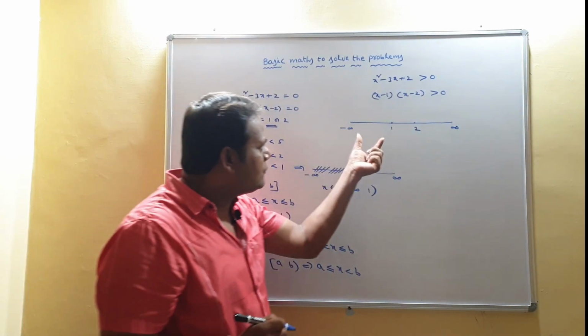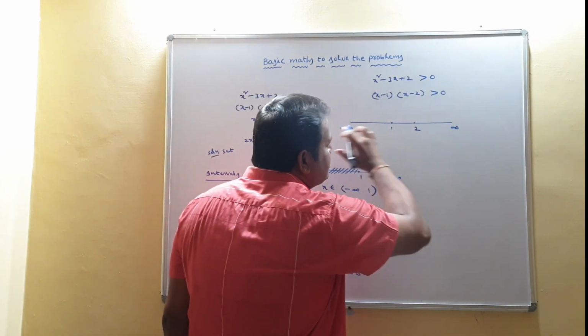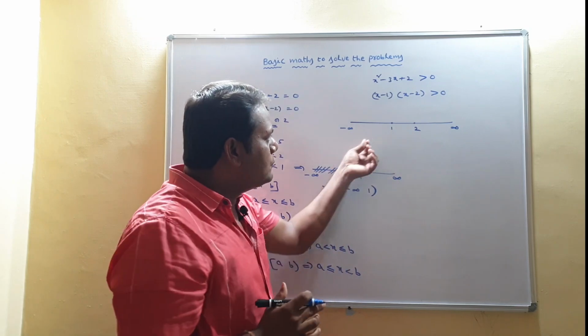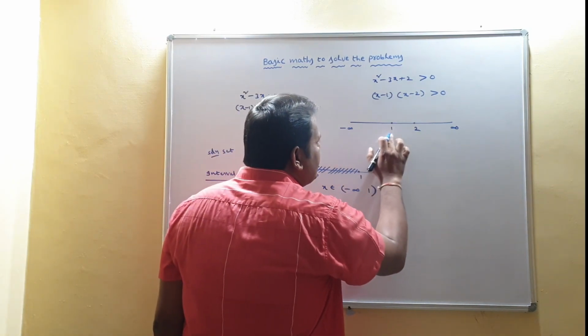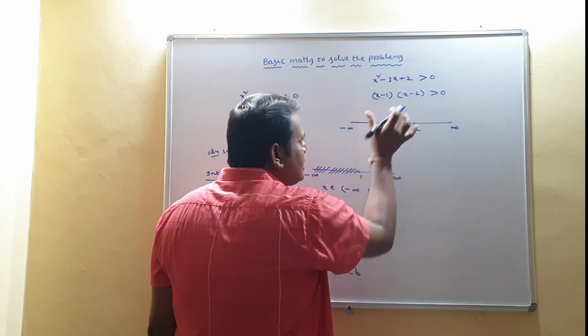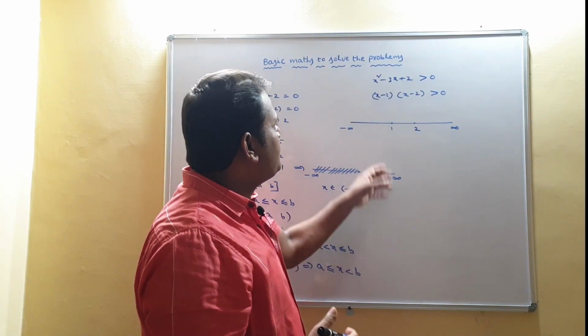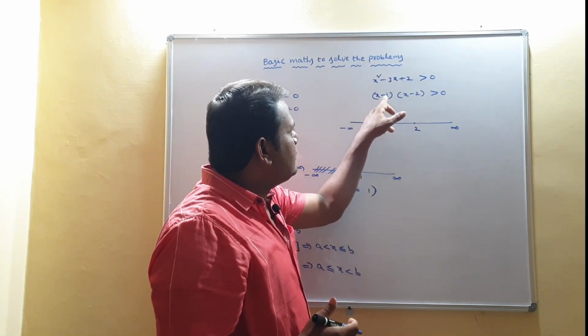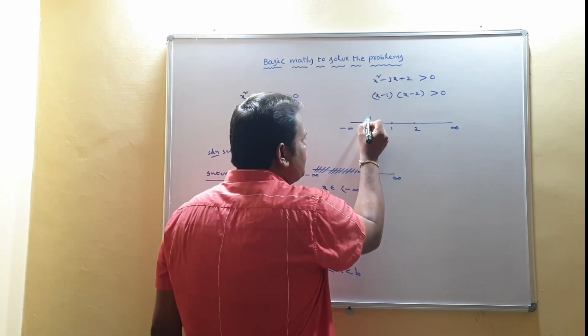Okay. So now here you see that these two values divide the entire real line into three parts. First, you take one value between minus infinity and 1. You put that value in this inequation. You can take 0. Suppose I take x as 0, then it is negative, it is negative. So negative into negative, positive. So here we got positive.